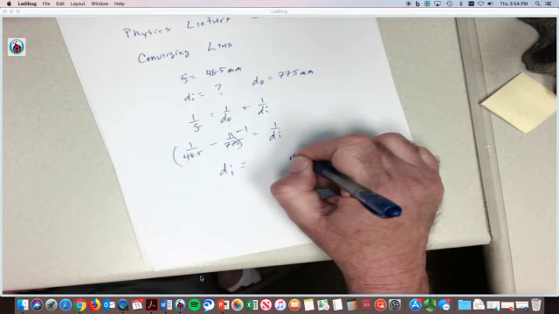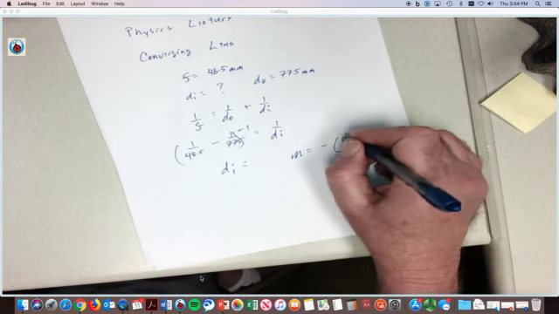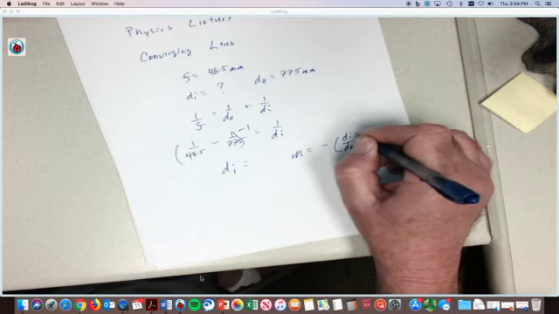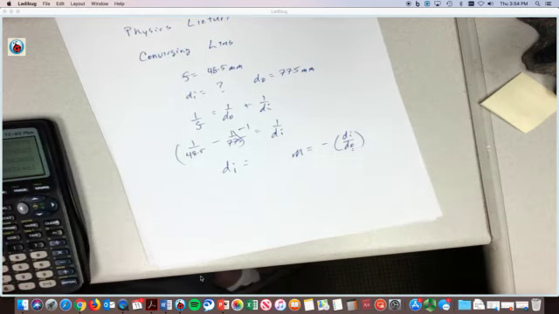Then the magnification, again, same magnification: negative DI over DO. I always put the negative like this. And I bet you that sucker comes out to be inverted. Let's work that out.